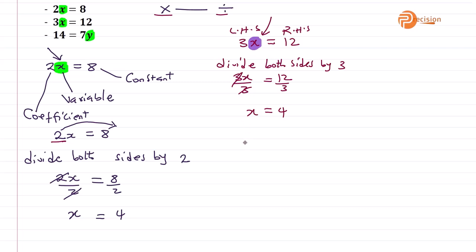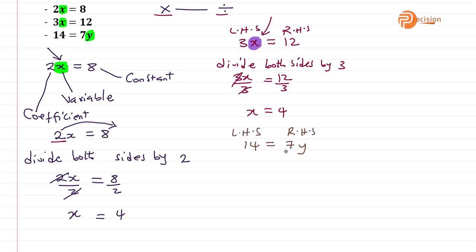Let's go for the next question, which says 14 is equal to 7y. So here, our variable is y. The coefficient is 7. And the constant is 14. So don't be confused about whether you have it on the left hand side or the right hand side. It doesn't change anything. It makes no difference. So this is the right hand side and this is the left hand side.